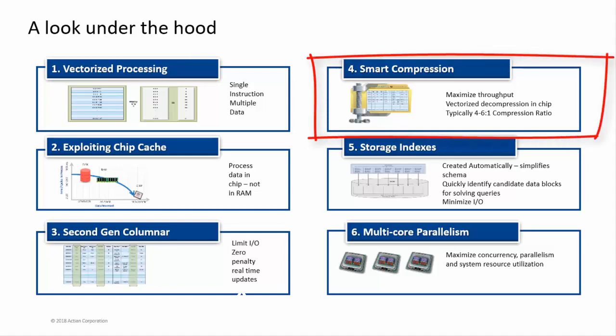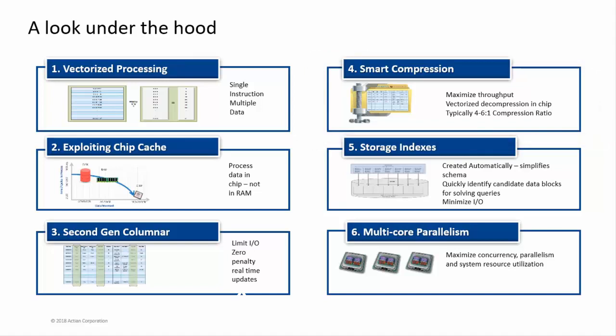And we call it smart because, based upon the type of data that we're compressing, we'll choose the most appropriate compression algorithm. The user doesn't need to know anything about compression or the algorithms available to us. The fifth thing on here is storage indexes. So essentially what we wanted to do was to make Vector as simple as possible.